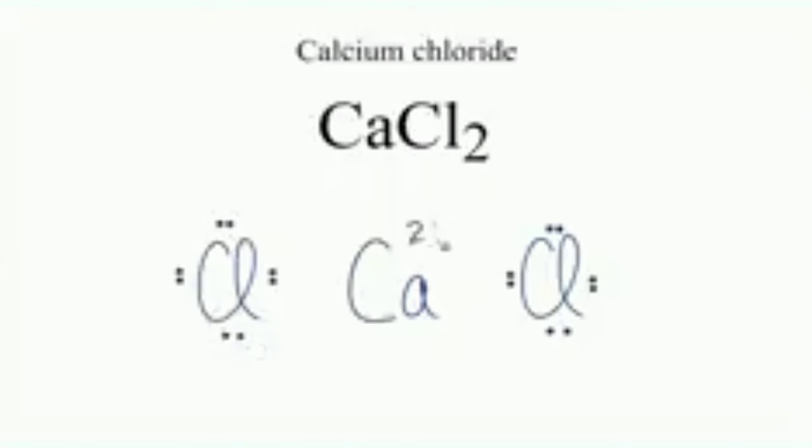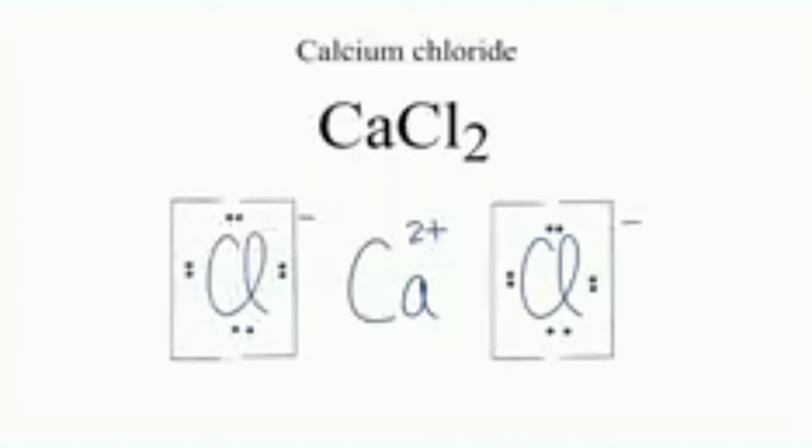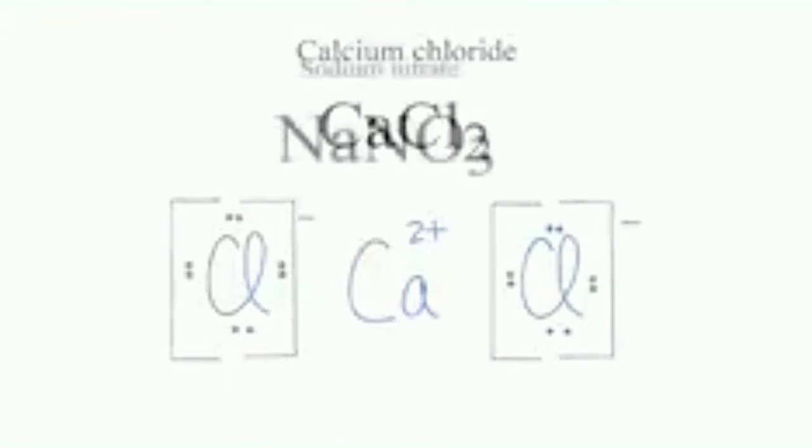The chlorine, which gains 1 electron, becomes a 1 negative. Then we put brackets around the chlorines, and that makes the Lewis structure for CaCl2, calcium chloride. Let's do one more, NaNO3, sodium nitrate.